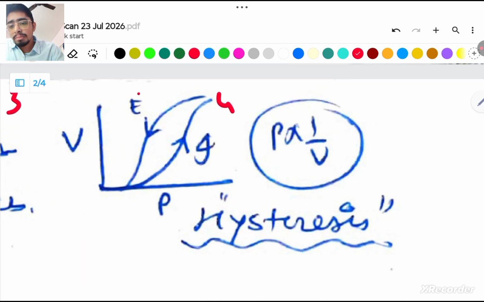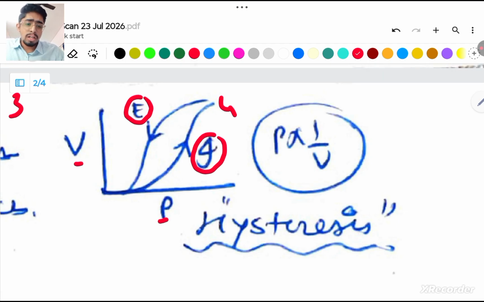The upper one is always expiration, the lower one is always inspiration, and this is your volume-pressure curve. Boyle's law says that pressure is inversely proportional to the volume.